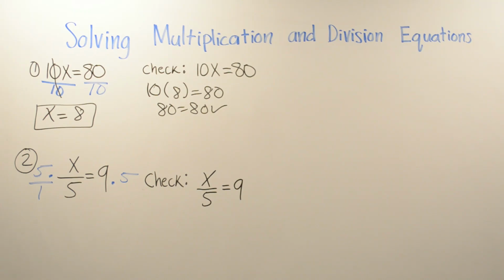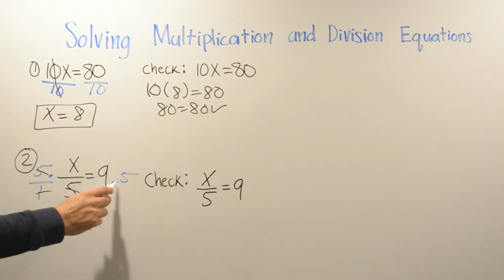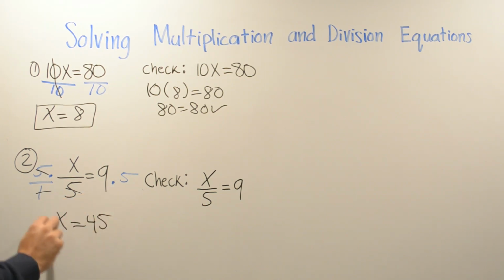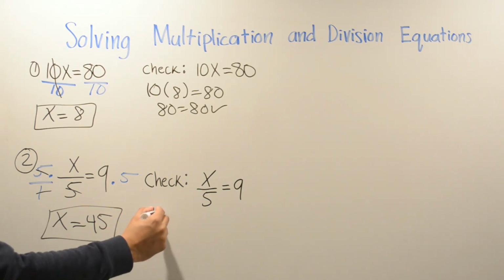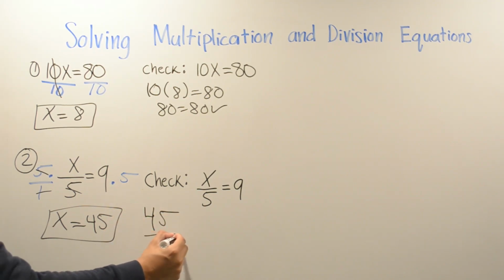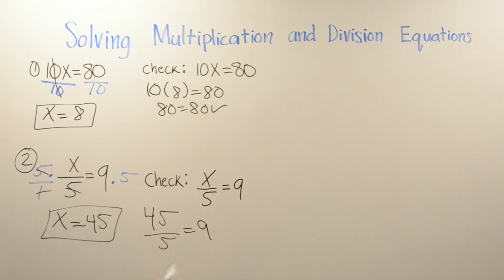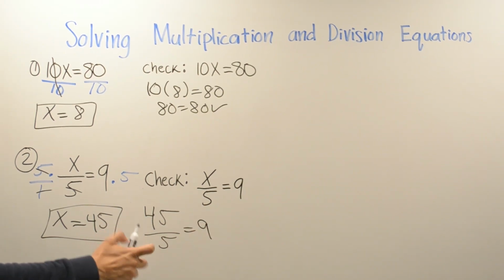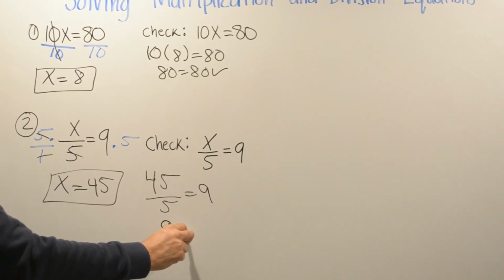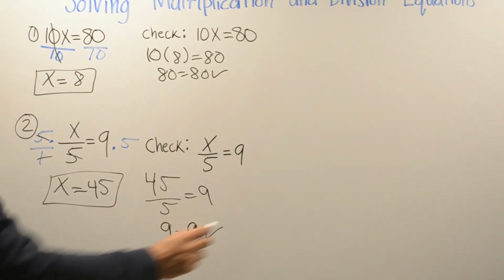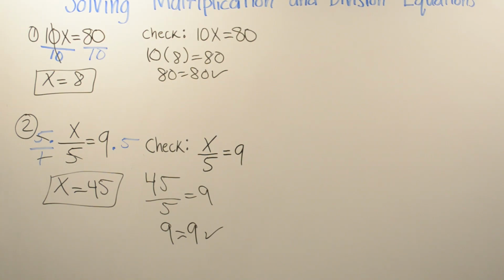Now, these are going to go ahead and cancel. 5 goes into 5 one time, 5 goes into 5 one time, then it's going to leave x by itself. Now 9 times 5 is 45. And to check your work again, wherever you see your x, just plug in 45. So this one we put 45 divided by 5 equals 9. 5 goes into 45 9 times, so 9 equals 9. So as you can see, that is the same answer.